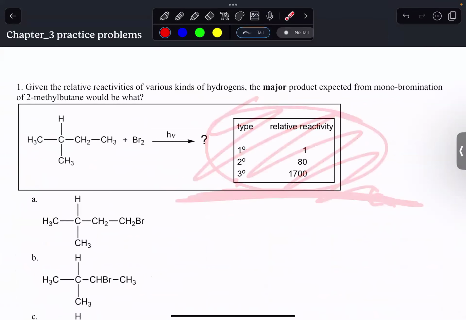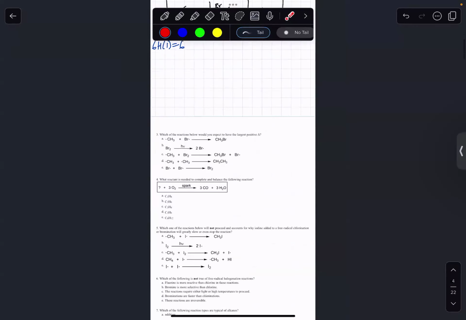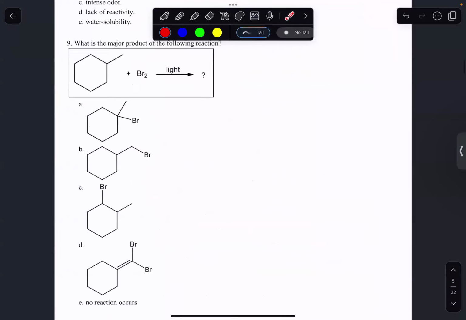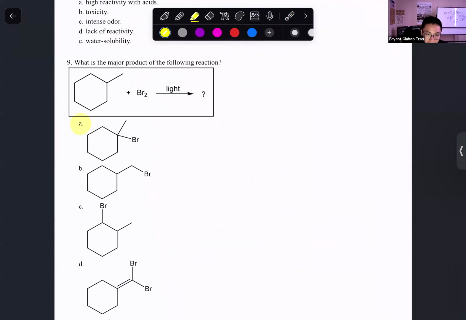Okay, so for question 9, it's kind of similar. Would the answer be A because there's 3 carbons around it, and then the other ones are just primary? Yeah, that would be A, an easier way instead of doing all the math. Okay. Is that the answer? A is the answer, yeah.